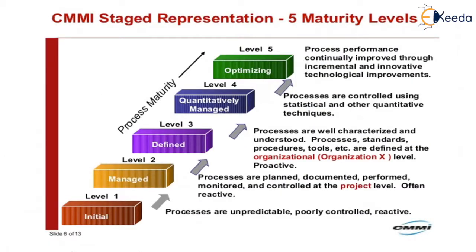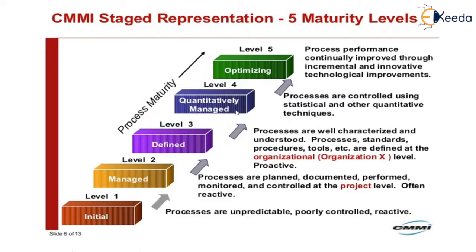This is a graphical way of showing the CMMI staged representation and how the staged assessment works for the 5 maturity levels. One can go progressively, stage by stage, from level 1 to the managed level, defined level, quantitatively managed level, and optimizing level. The process maturity increases as the level increases. At the highest level, process performance is continuously improved. There is a lot of innovation, incrementally, every time, and a lot of technological improvements also, and tools are added.